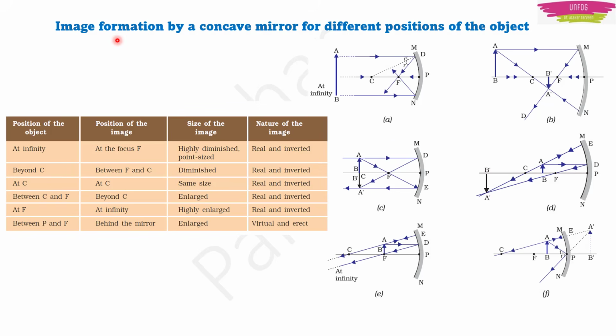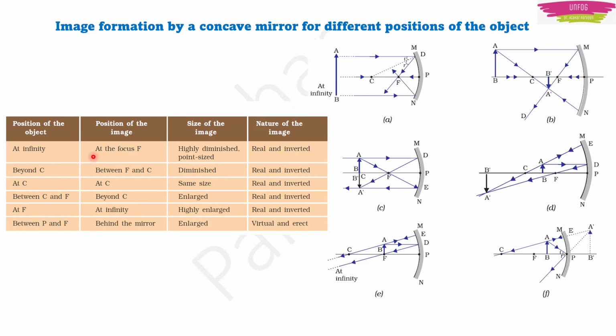Now, how are the images formed? If the object is at different positions, we will try to understand it. Here, if the object is at infinity, then the position of the image formed is at focus, the principal focus. It is highly diminished. That means it has become so small, like point size, that we can't see it. And it will be real and inverted.